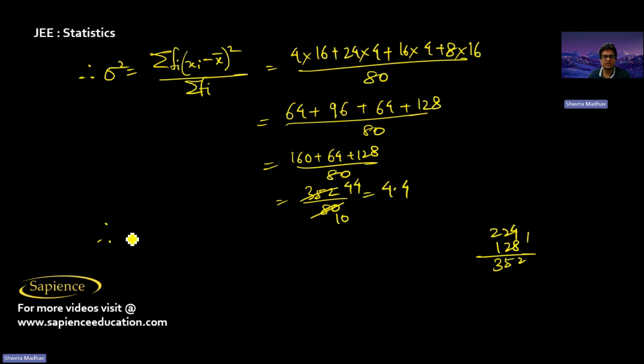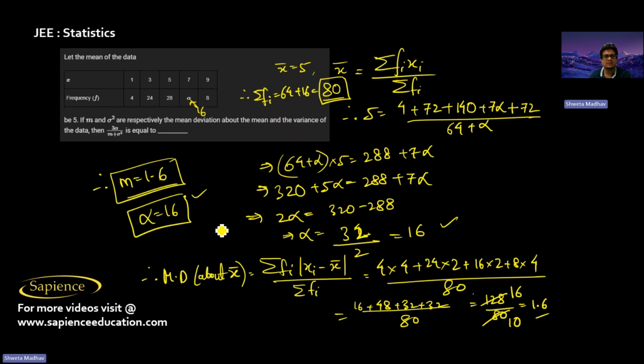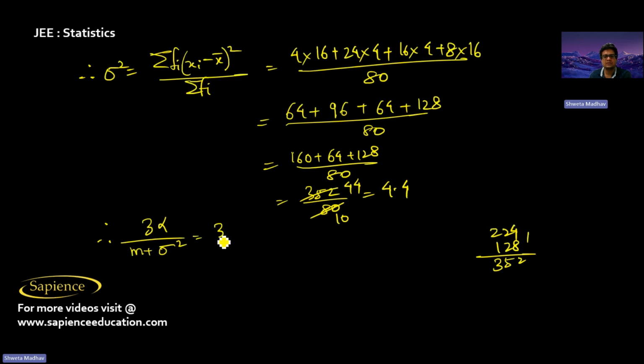Now therefore we need to find the value of 3 alpha by m plus sigma square. So that is 3 into alpha, that is 16, divided by m, that is 1.6, plus sigma square, that is 4.4.